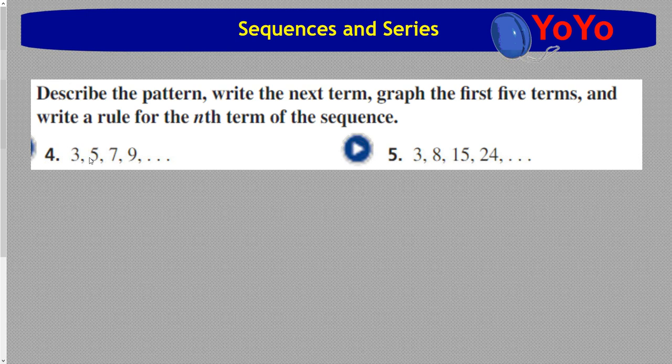Okay, so here we go. We're going to describe the pattern first. Let's number these steps. So 1, describe the pattern. It looks like it's going up by 2, starting at 3, going up by 2. So I'd say that's done. 2, write the next term. So that means the next term is going to be 11.